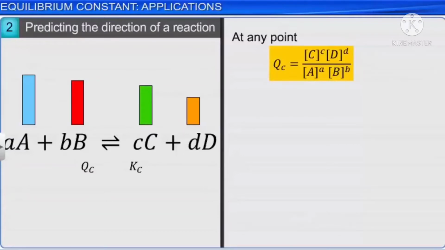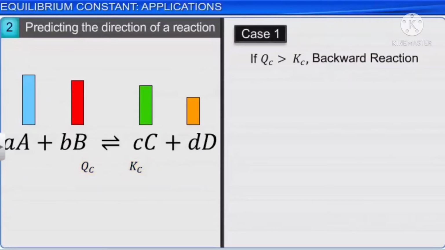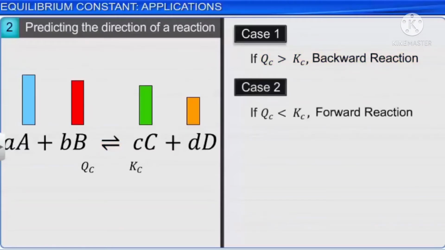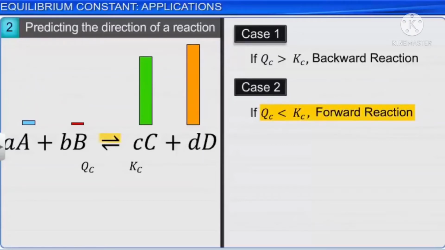Let us now examine how the reaction quotient and the equilibrium constant help us in predicting the direction of a reaction. If the value of the reaction quotient Qc is greater than the equilibrium constant Kc, it means that the backward reaction takes place. In other words, the reaction proceeds in the direction of the reactants. If the value of Qc is less than Kc, it means that the forward reaction takes place. That is, the reaction proceeds in the direction of the products.